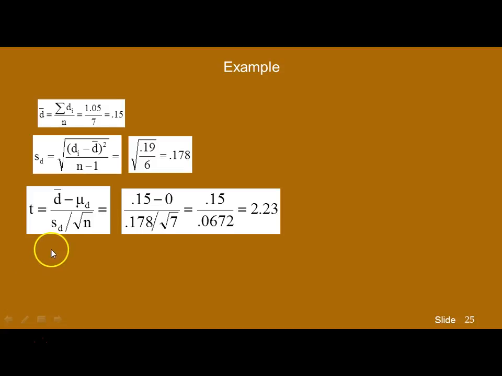Now we can calculate our test statistic. Take 0.15, your sample mean, subtract the hypothesized difference, which is 0, over the standard deviation over the square root of your sample size. And you should get a calculated t-statistic of 2.23.